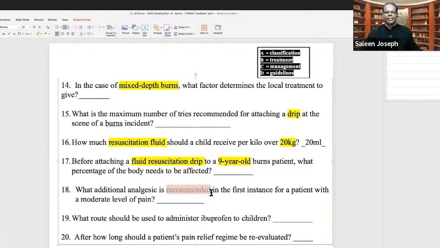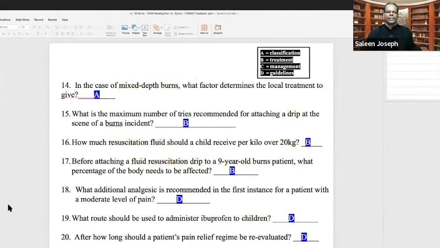Recommended guidelines, yeah. What route should be used to administer ibuprofen to children? Again, you have to go to child, pediatric, administer ibuprofen. What route means orally or through IV? So where should it be, under treatment, management or guidelines? After how long should a patient's pain relief regime be re-evaluated? When a review comes, it is under guideline. Yeah, guideline. Cool.